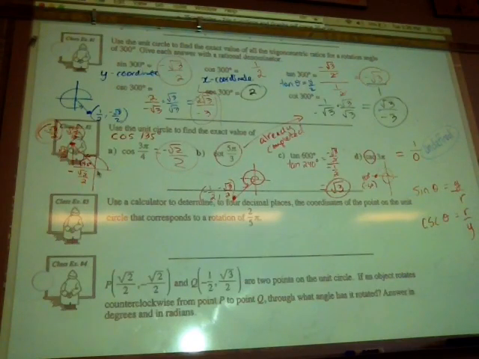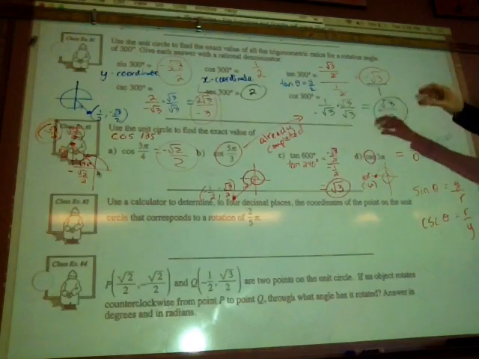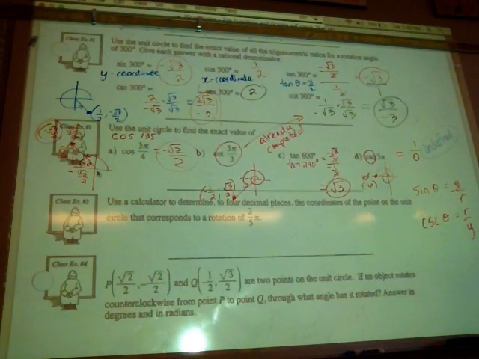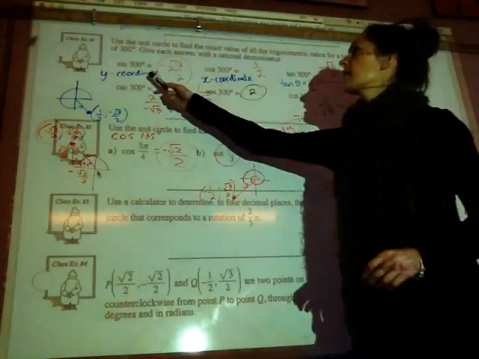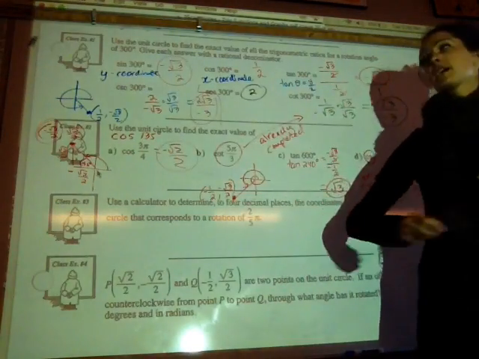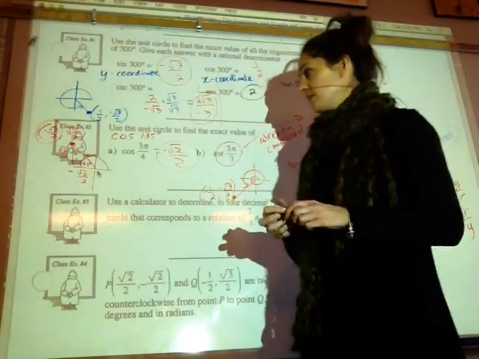Now, how can you check? How can you check to see if you got your answers correct? Yeah, you have a bit of a resource, calculator. Well, why don't we check sine 300? So let's go sine 300 in your calculator. Tell me what you get.